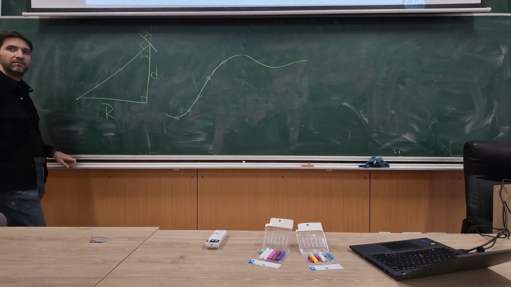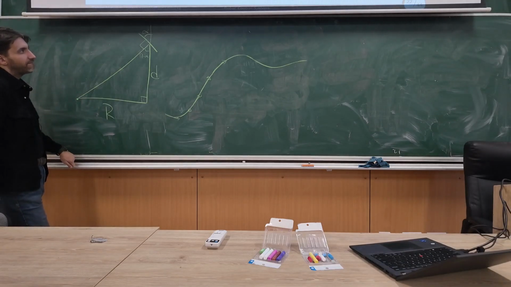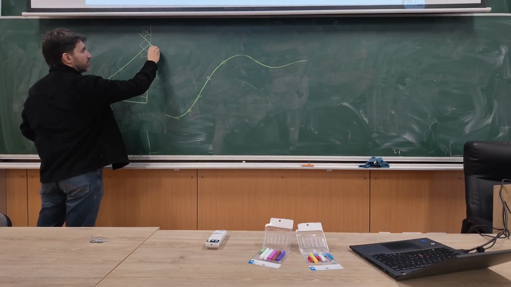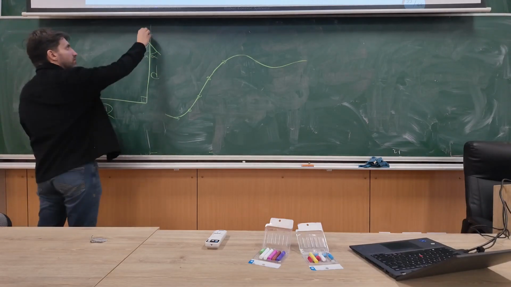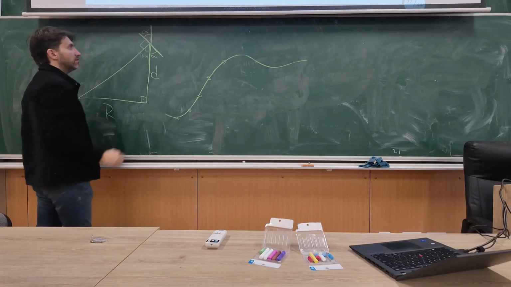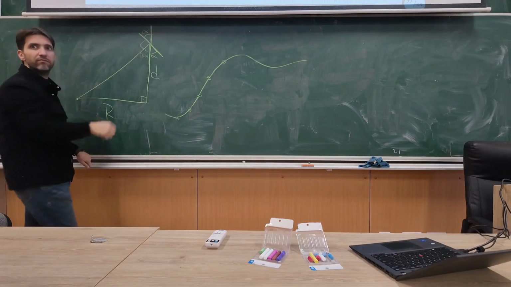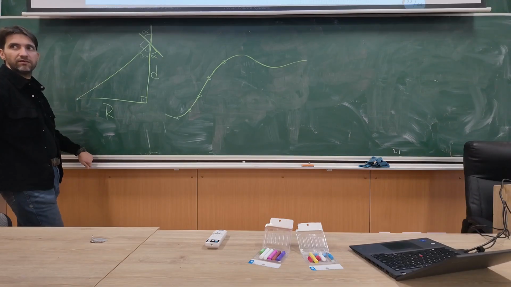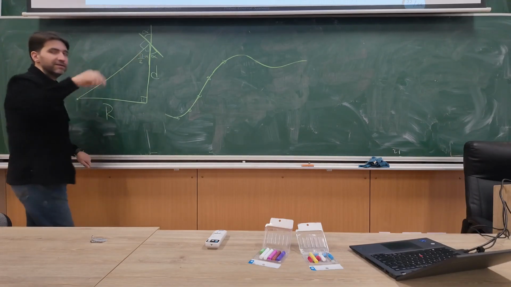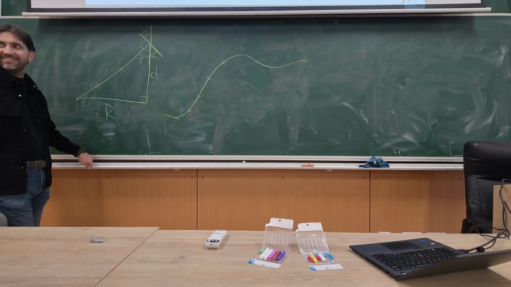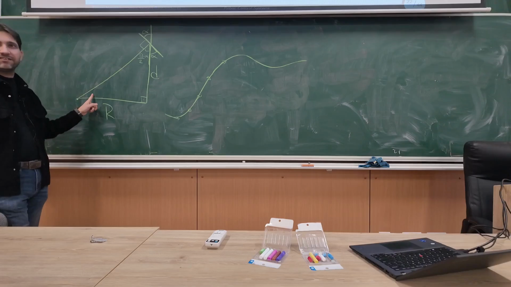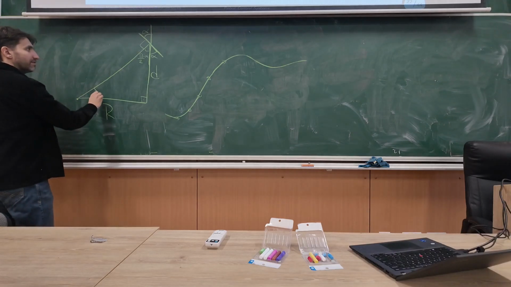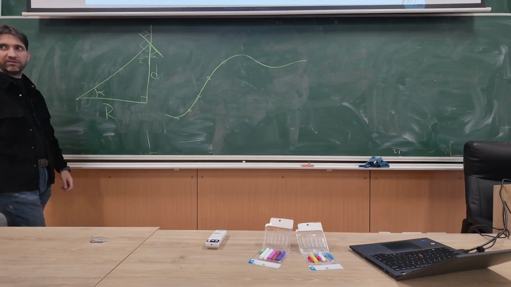Actually, I was thinking that the angle opposite to the vertical line is alpha. This one is pi over 2. This is alpha, and all right, this is 90, so this is pi over 2 minus alpha. And this one is alpha too, because this is pi over 2 as well.